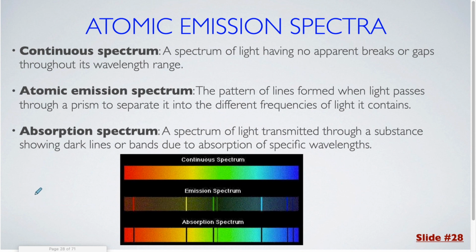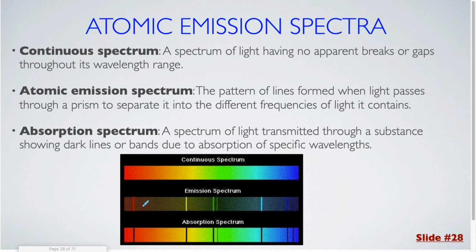Here we have a few key terms that are related to spectrum. The continuous spectrum, which was mentioned earlier, is a spectrum of light having no apparent breaks or gaps throughout its wavelength range. So this would be an entire rainbow. The atomic emission spectrum is the pattern of lines formed when light passes through a prism to separate it into the different frequencies of light it contains.